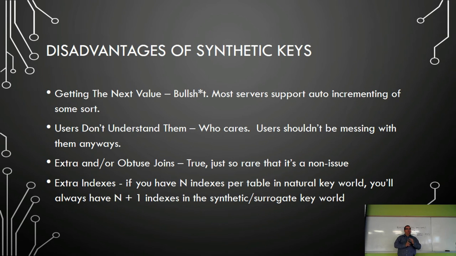The second complaint you'll hear is users don't understand them. Who cares? Like, honestly, who cares? End users don't need to know what their ID is. They don't need to know what their magic number is, or what the magic number is for an order line. Why? Because it's not something you should be looking at. The UI shouldn't even show you these numbers. It's just there. It's hidden, out of the way. It's not necessary.